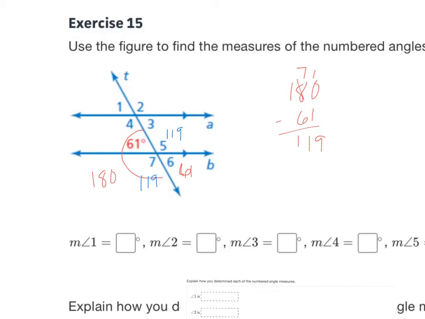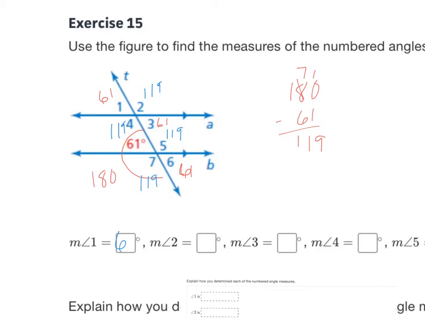Corresponding, so now we're looking at which ones are in the same position. The same one that's in 61 is angle 1, and 3 is the same as 6, so that's 61. Number 2 is in the same position as 5, which is 119, so 2 is also 119. 4 is in the same position as angle 7, which is 119. So we have that all figured out and filled out.